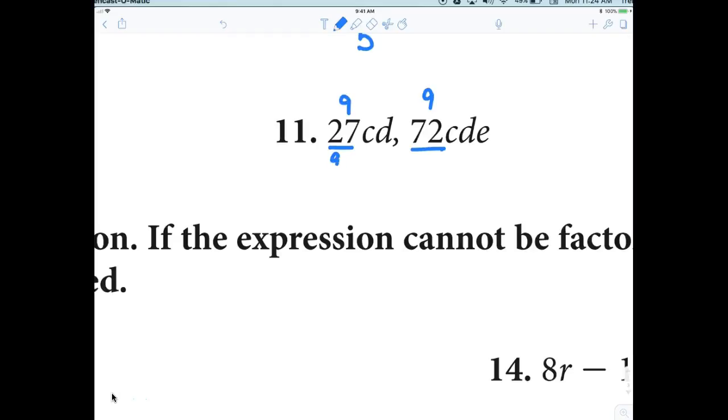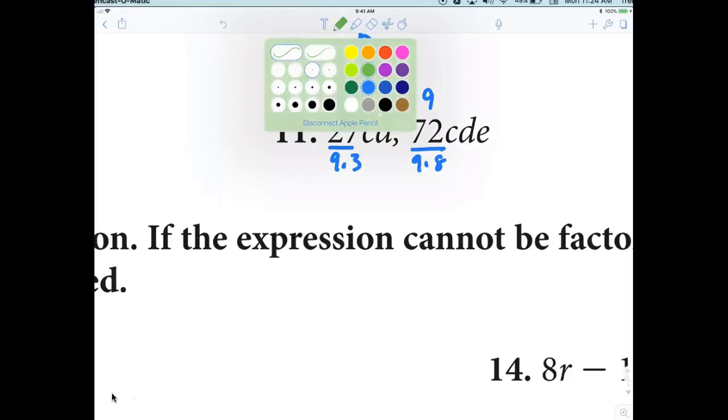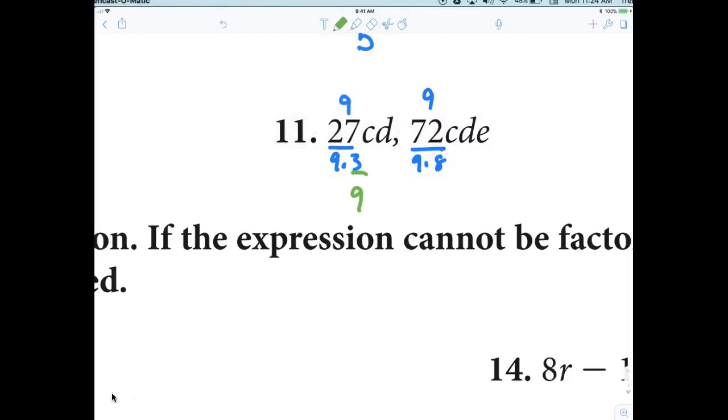Now, 27 is 9 times 3, and 72 is 9 times 8. So if we pull out the 9, now all we're comparing is the 3 and the 8. Is there anything common with 3 and 8? No. So we know 9 is the greatest common factor. All right. Now what would the variable be, Julia? C and D. Very nice. C and D.